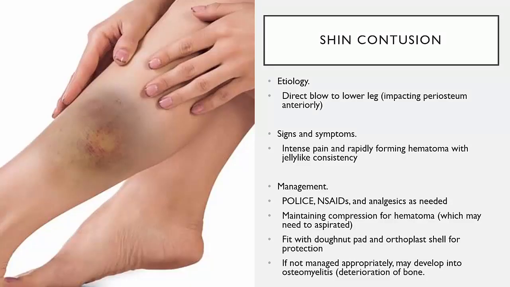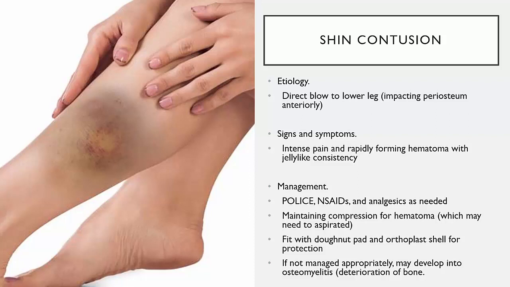Shin contusions. These most commonly occur as a result of a direct blow to the lower leg. Signs and symptoms include intense pain and rapidly forming hematomas with a jelly-like consistency. The management for shin contusions includes POLICE, RICE, NSAIDs, and analgesics as needed. We can maintain compression for the developing hematoma, but know that the hematoma may need to be aspirated. This means that the hematoma needs to be drained.